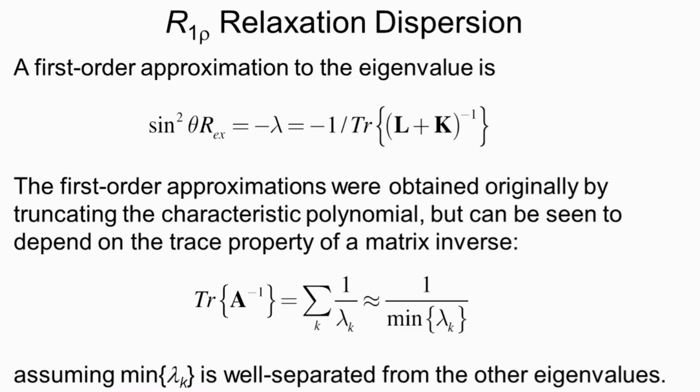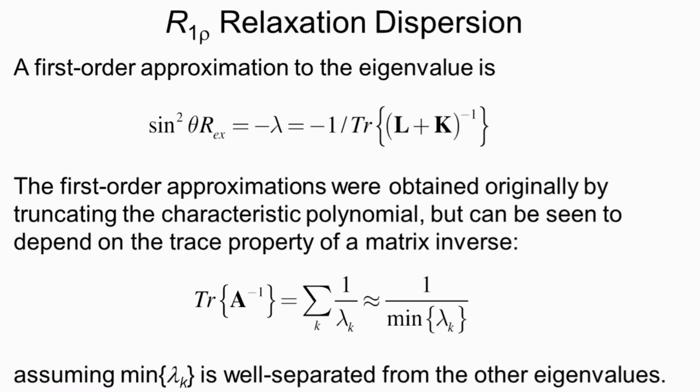Why does this work? Well, the trace of a matrix is the sum of the eigenvalues. The trace of the inverse of a matrix is the sum of the inverse of the eigenvalues. If we want the eigenvalue closest to 0, then its reciprocal is the biggest of all the reciprocals. The other eigenvalues are very large in magnitude, so their reciprocals are very small. So to the extent that the eigenvalues are separated in size, so that the eigenvalue we want is much closer to 0 than all the other eigenvalues, this approximation will work very well.